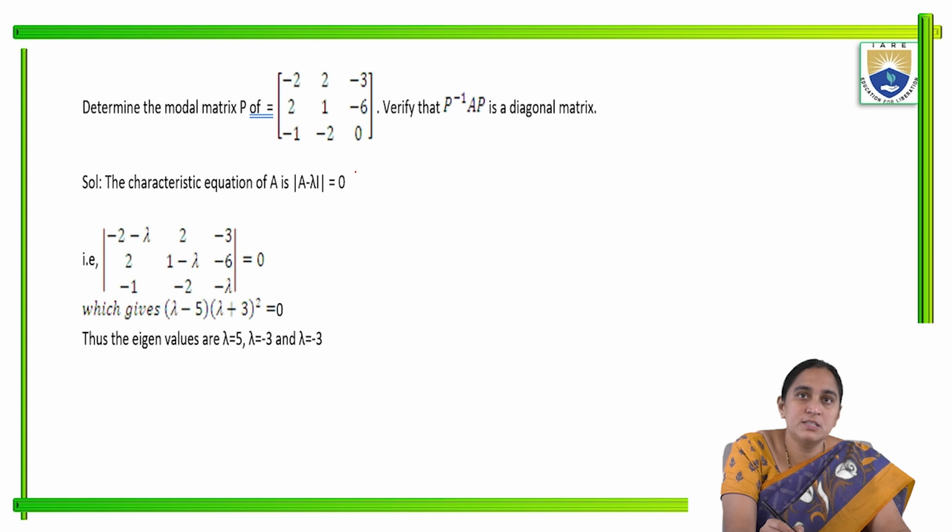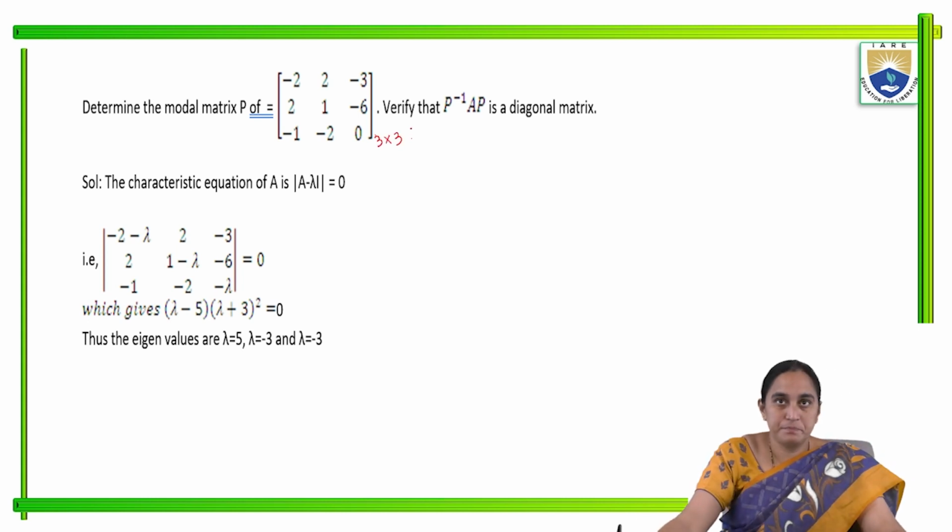Characteristic equation. Before writing the characteristic equation, observe: is it a square matrix or a rectangular matrix? This is a square matrix. For that square matrix, now write the characteristic equation. What is the characteristic equation form? Determinant of A minus lambda I is equal to 0.